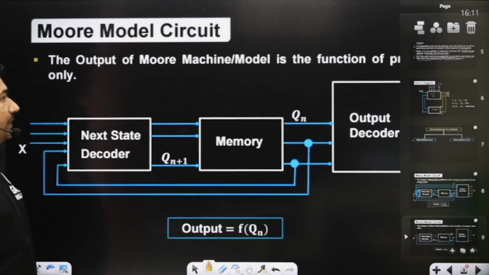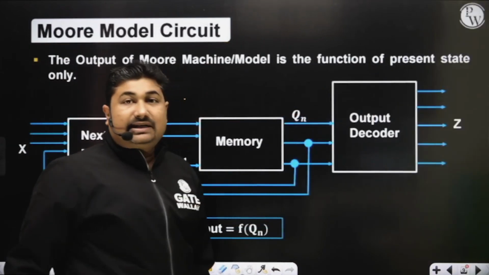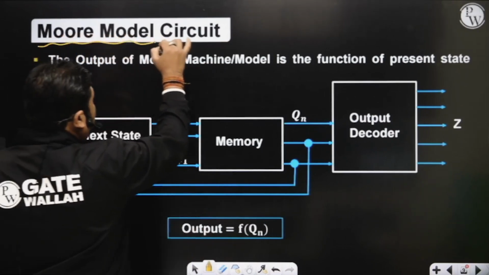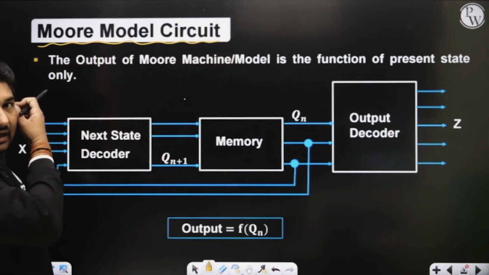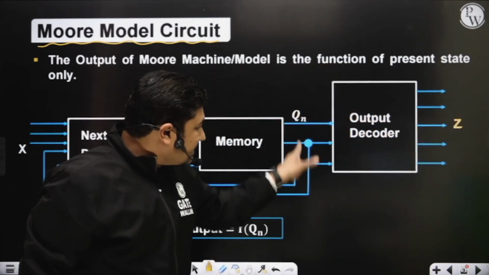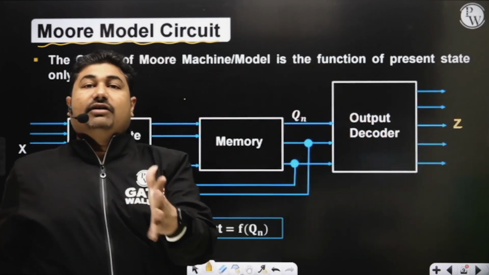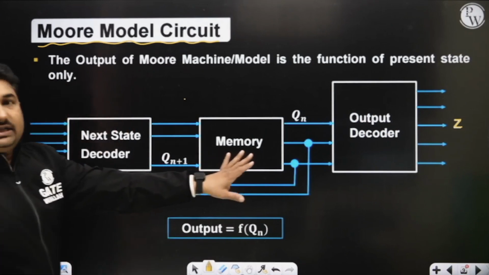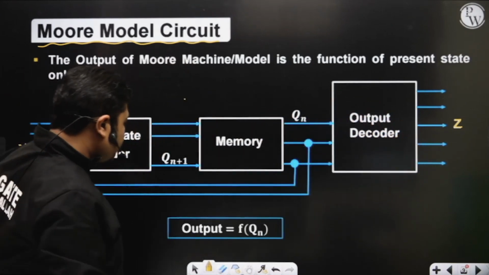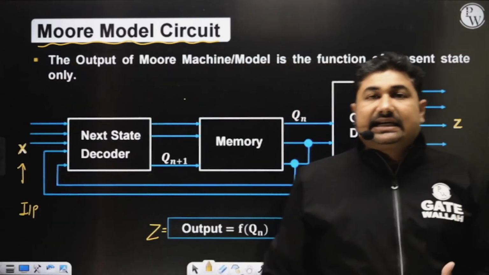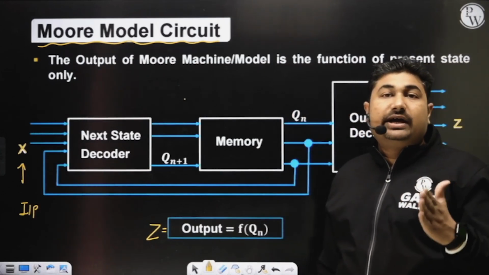Okay. Now please observe here. Next, I am interested to talk about Moore also. What is the Moore model? In the Moore model, the difference is that output is a function of present state Qn only. It is not a function of present input X. This is your input. It is not a function of input. It is a function of present state only. So you can say output Z is a function of present state only. So this is the basic difference between the Mealy and Moore model.